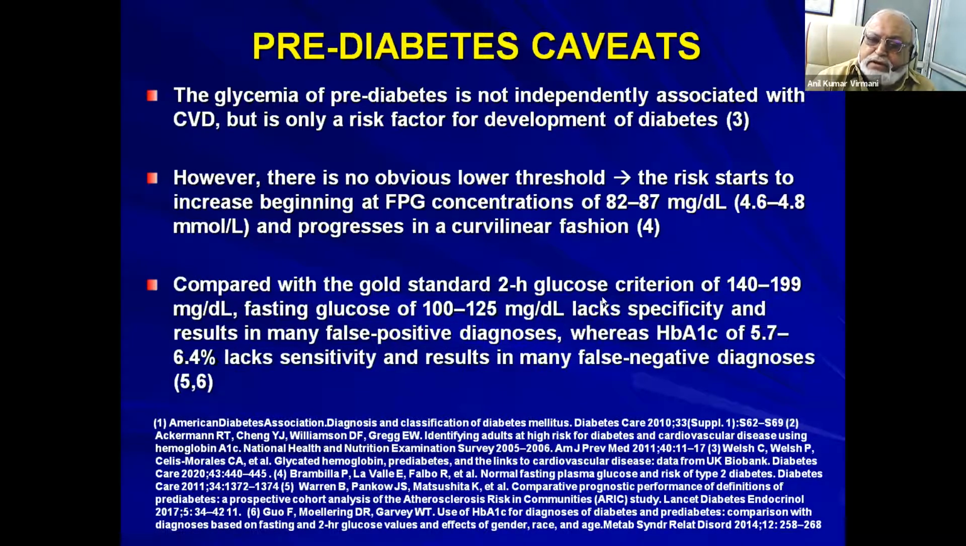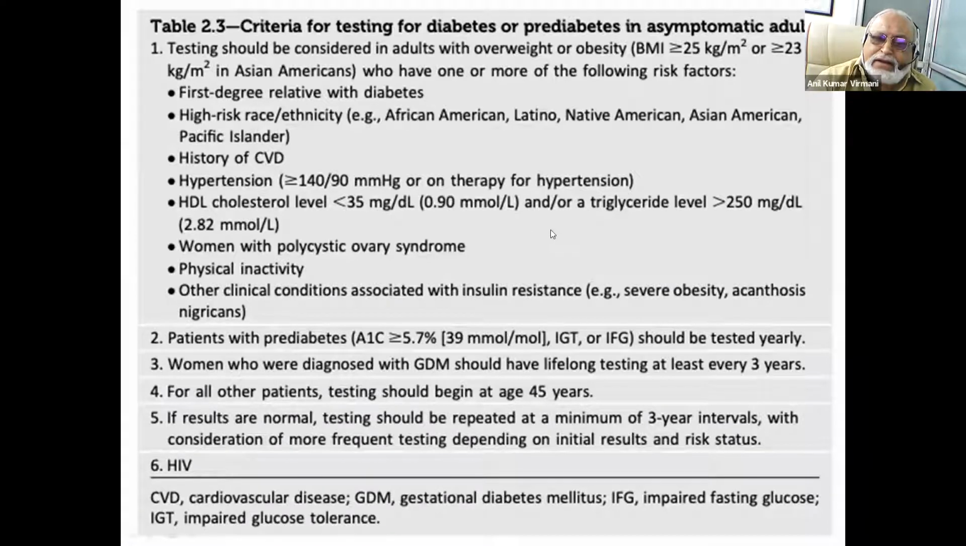Compared with the gold standard 2-hour glucose criteria of 140 to 199 milligram, a fasting glucose of 100 to 125 lacks specificity and results in many false positive diagnoses, whereas the A1C criteria lacks sensitivity and results in many false negative diagnoses. So there is a lot of confusion regarding the cutoffs, whether they are really true cutoffs or they are arbitrary. Now, these are the criteria by which you should screen patients for diabetes.